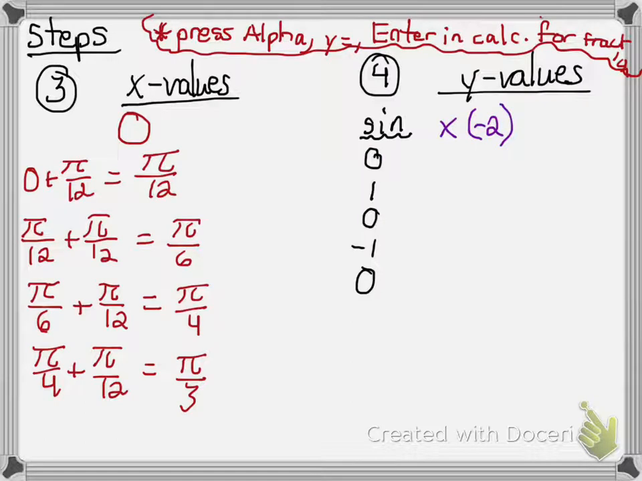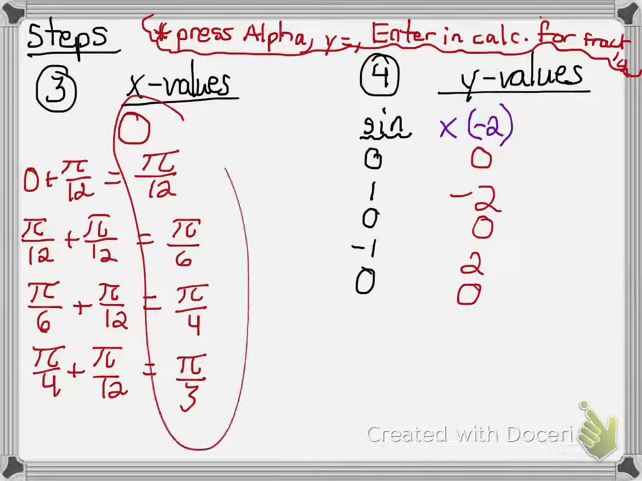When I do 0 times negative 2, it gives me 0. 1 times negative 2 is negative 2. 0 times negative 2 is 0. Negative 1 times negative 2 is 2. 0 times negative 2 is 0. So now I have all of my x values and my y values.